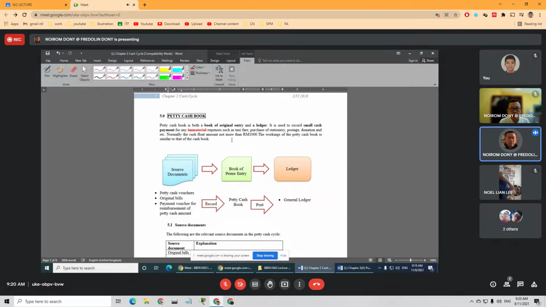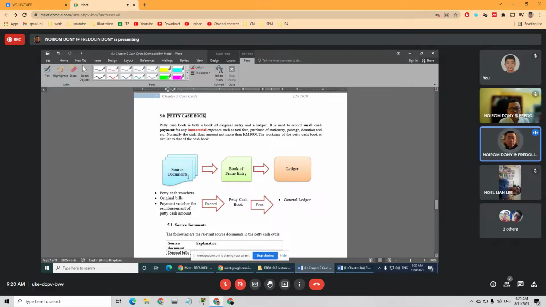The workings of the petty cash book are similar to the cash book. Because it is regarded as an asset, it is a debit item. Any increase in petty cash will be on the debit side. Any payment made from petty cash will be on the credit side. Again, they use the same flow: we need the source document, the prime entry will be the petty cash book, and after that we do the posting to the ledger.